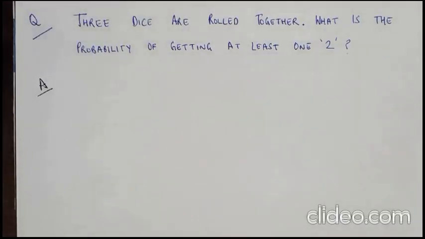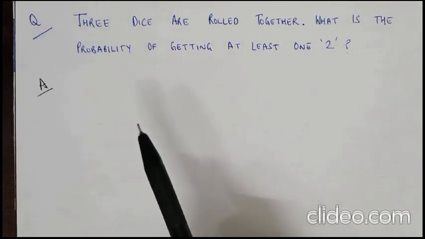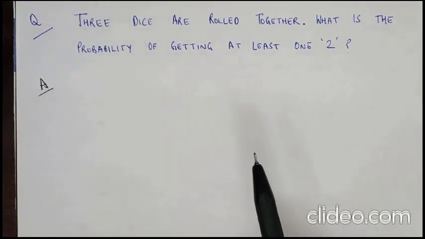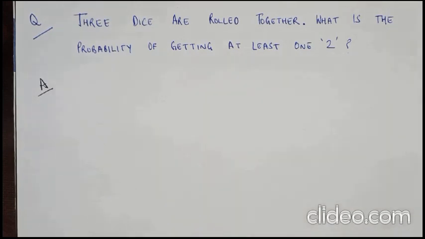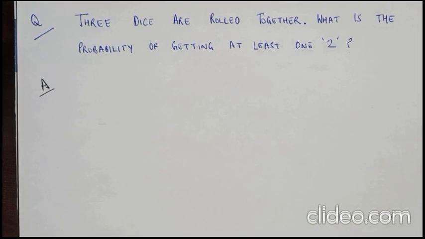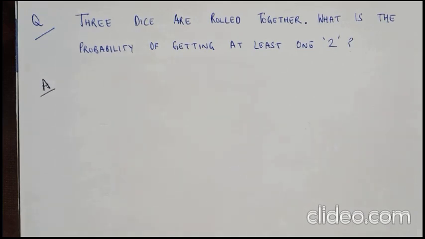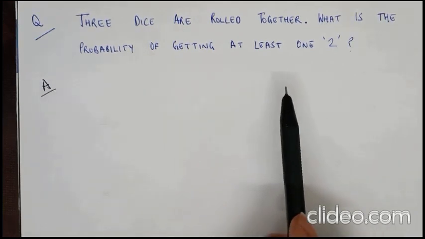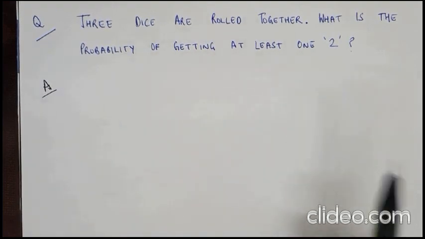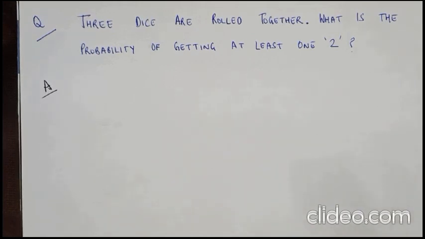Okay, so here is our second question. 3 dice are rolled together. What is the probability of getting at least one 2? So as we all know, every dice has 6 faces with each of the numbers 1 to 6. So what they're asking us is that we have got 3 dice here. What is the probability that at least one of them has got the number 2 on it after it is rolled?